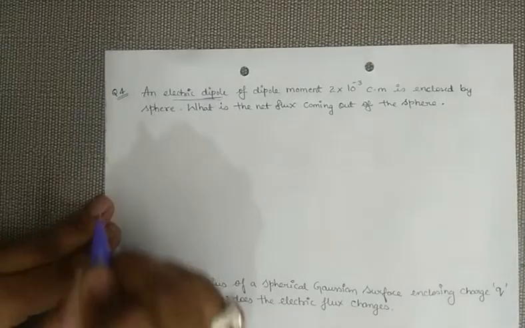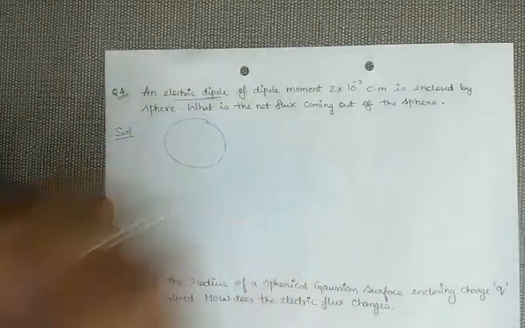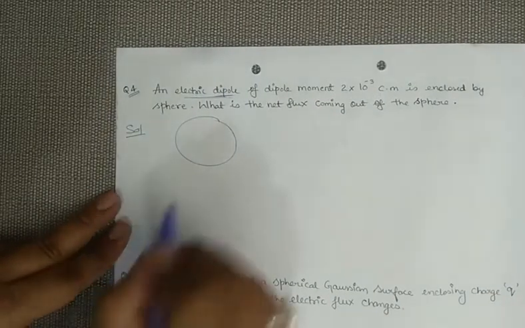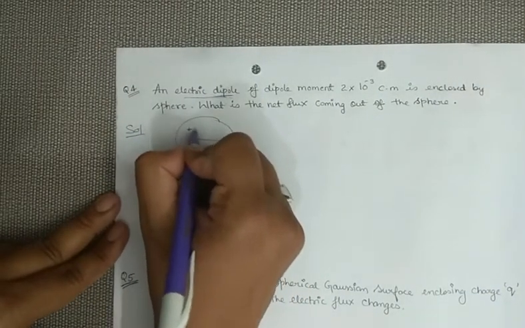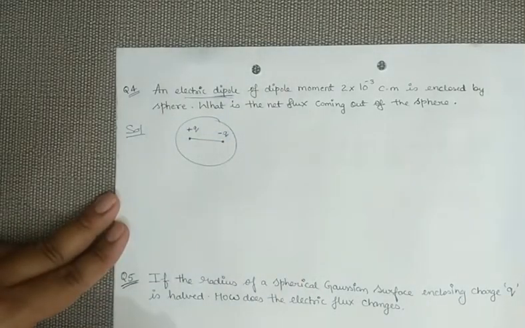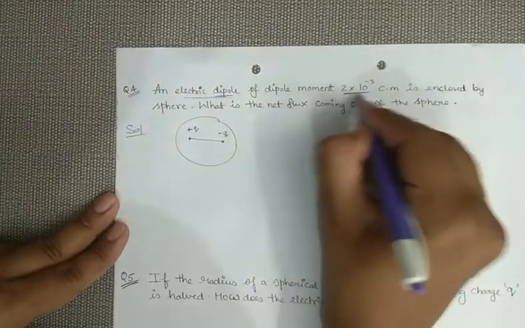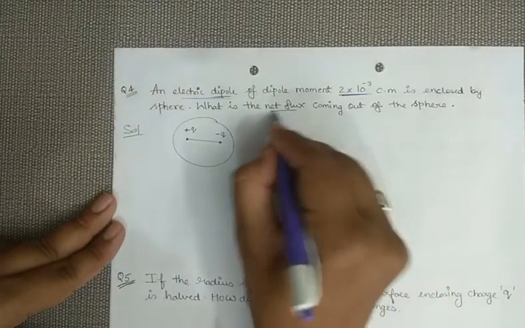So see, let me first consider a sphere, and inside this sphere they have considered a dipole. So suppose this is the dipole. A dipole always contains equal and opposite charges. So this is plus Q and this is minus Q, and the dipole moment is 2 into 10 to the power minus 3 Coulomb meter. So I have to calculate the net flux.